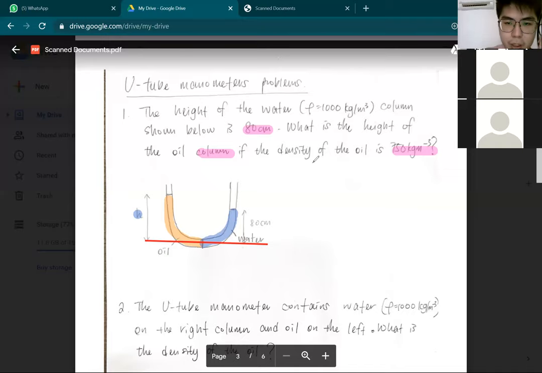So how do we write this? We write the pressure on the left liquid equals the pressure on the right liquid, at the red line. Now the pressure of the oil, what is the pressure acting by the oil? On the left side, you have atmospheric pressure. Always remember the atmospheric pressure. Many people make mistakes because they forget about the atmospheric pressure.